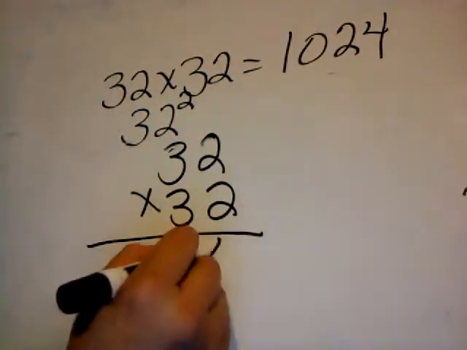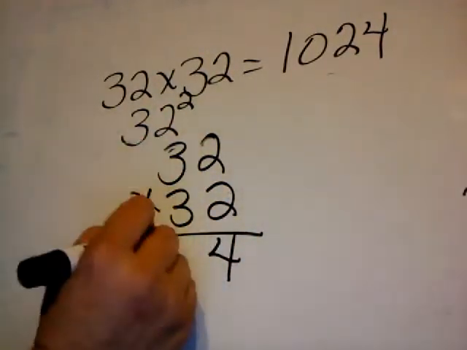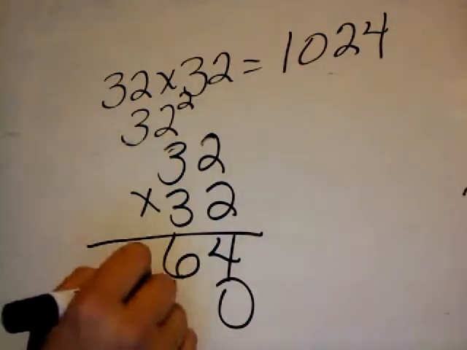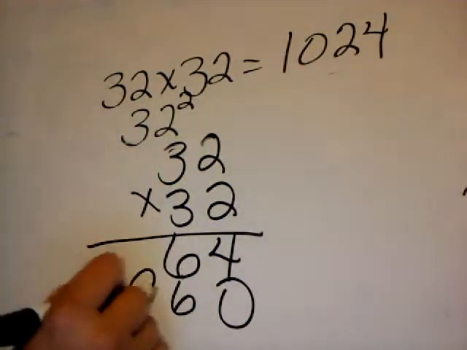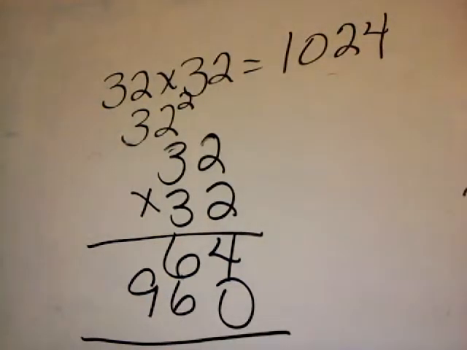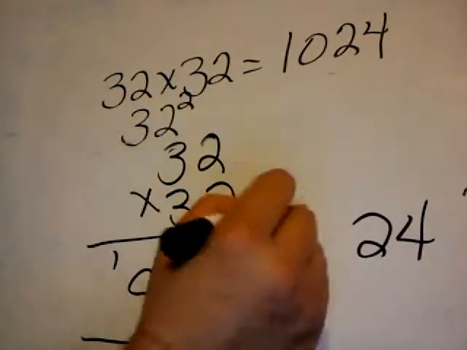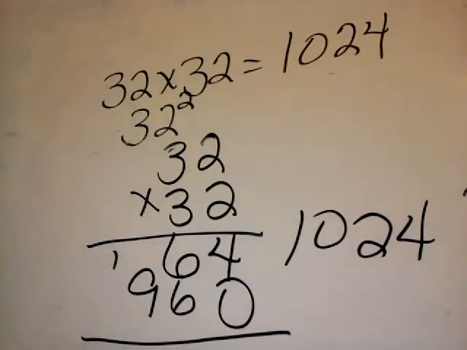2 times 2 is 4. 2 times 3 is 6. Put my placeholder. 3 times 2 is 6. 3 times 3 is 9. Draw a line and add it up. And that's going to give me 4, 2, carry my 1, 1,024.